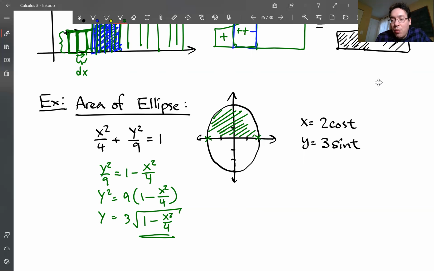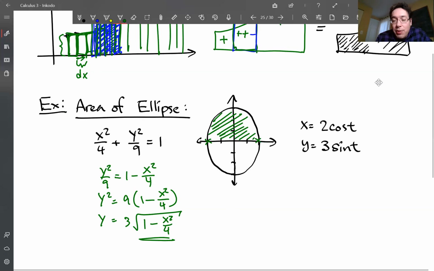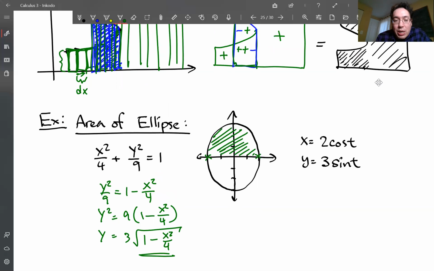Okay, so what do we have to do? We first need a curve that traces the ellipse. Cosine and sine wraps a unit circle counterclockwise. We have to change that a little bit. If we stretch in the x direction by 2 and stretch by 3 in the y direction, you can get the ellipse in the size that we want.